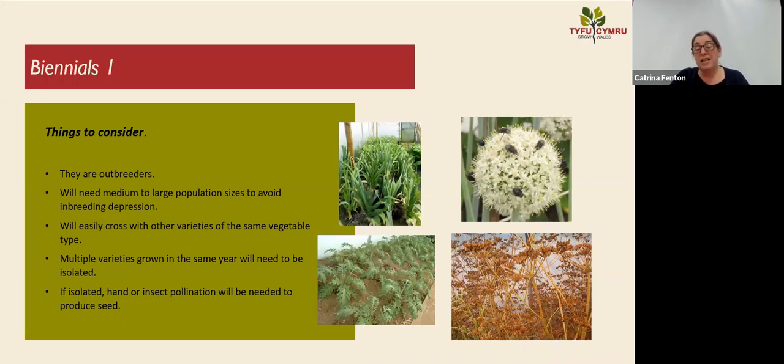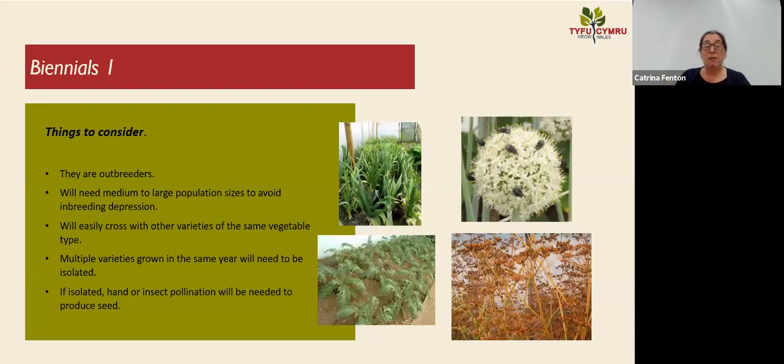And for something like onions and leeks, often that pollen is produced at a different time to when the stigma is receptive. So there's a definite need to have a process that will allow that cross-pollination to happen within that particular variety. Because they're outbreeders, continuous inbreeding is going to result in inbreeding depression, and that's reflected in the population size. So they need a medium to larger population size.